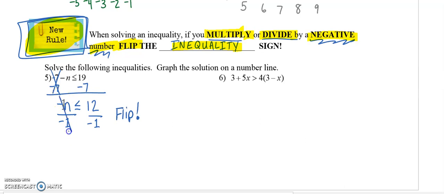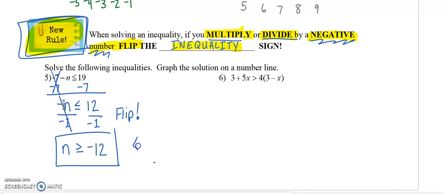Negative 1 divided by negative 1, that's gone. It's just n now. I'm going to flip my inequality sign, so instead of less than or equal to, it's now going to say greater than or equal to. And then you can use your calculator if you need to, or maybe you know 12 divided by negative 1 is negative 12. So there's my set of answers. Any number that's greater than or equal to negative 12 is a solution.